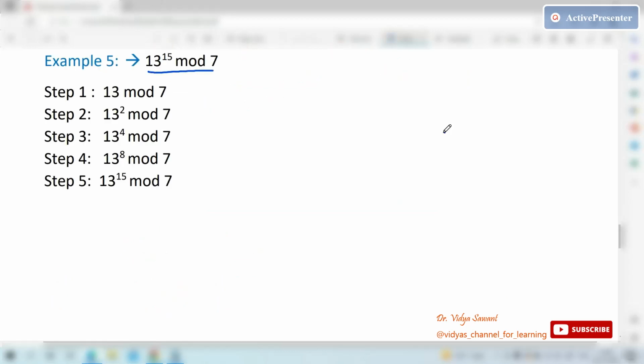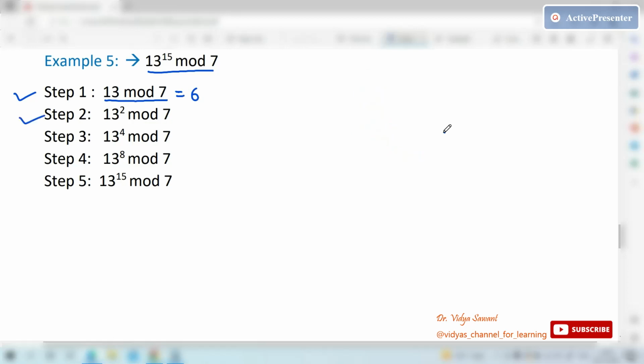Let us try to solve this particular question where I am asked 13 raised to 15 mod 7. So first I have to find 13 mod 7. I already taught you how to find 13 mod 7. You take the number 13. When you divide by 7, 7 into 1 is 7 and your remainder comes out to be 6. Now you have to check, is the remainder positive? Yes. And is the remainder between 0 to 6? Yes. So this is my final answer. So I write it down here.